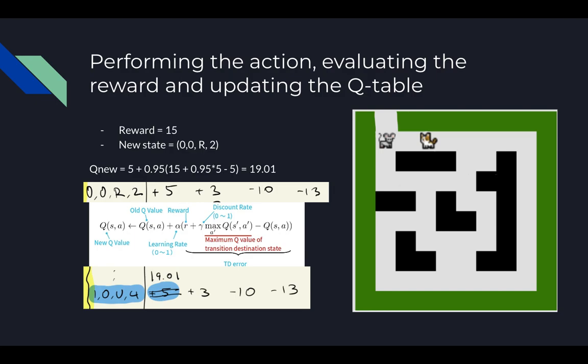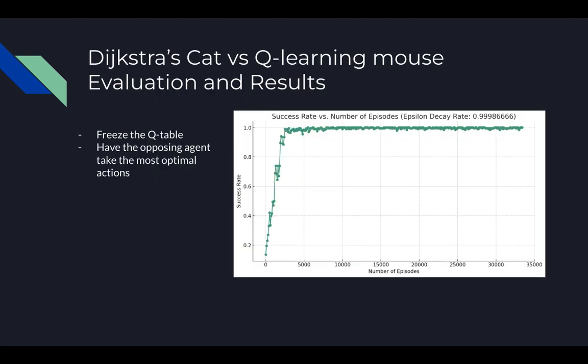To evaluate the new Q value at the state row 1, column 0, up, and distance of 4, while taking action up, we take the old value for this action, which is 5, and plug it into the equation. Another value we need is the maximum Q value of the transition destination state. This is the value of 5 as seen in the Q table at state 00R2. After calculating, we replace the Q value in state 10U4 with the new value of 19.01.